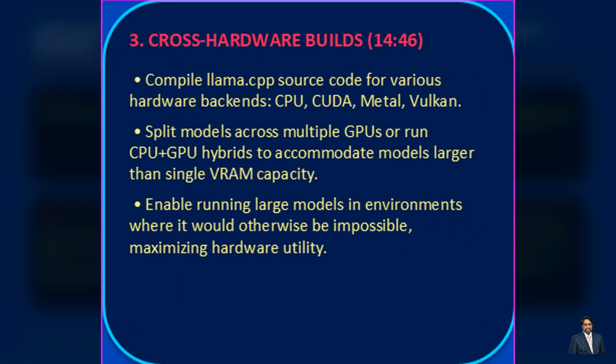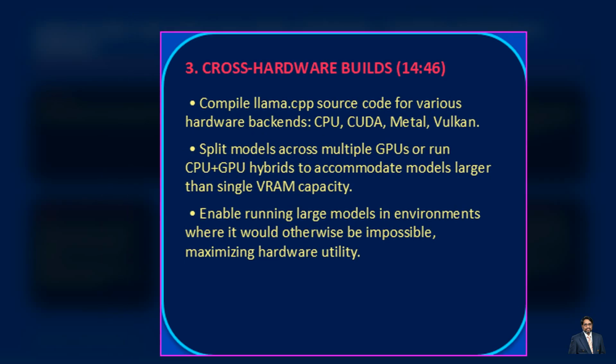Pillar 3. Cross-hardware builds. Compile llama.cpp source code for various hardware backends, CPU, CUDA, and others. Split models across multiple GPUs or run CPU plus GPU hybrids to accommodate models larger than single VRAM capacity. Enable running large models in environments where it would otherwise be impossible, maximizing hardware utility.